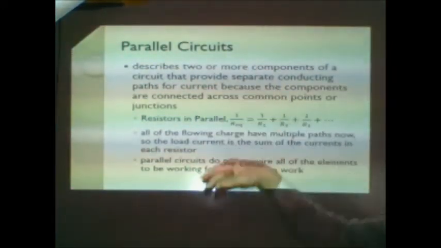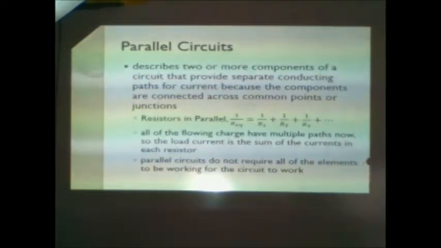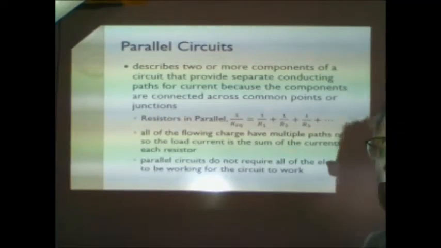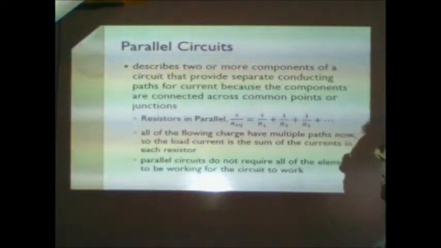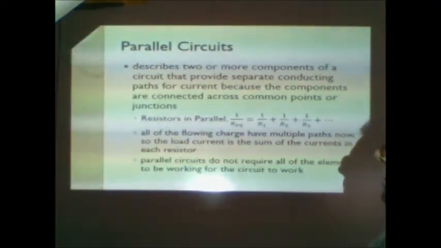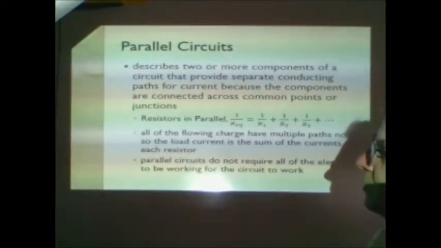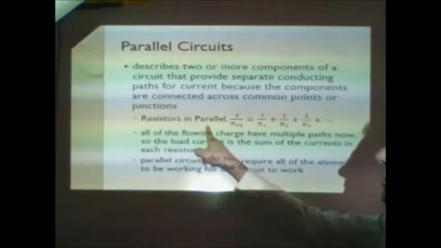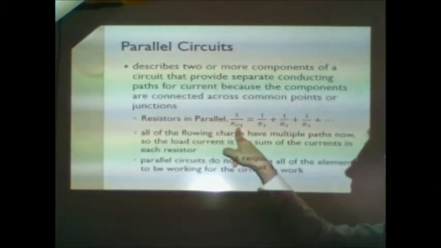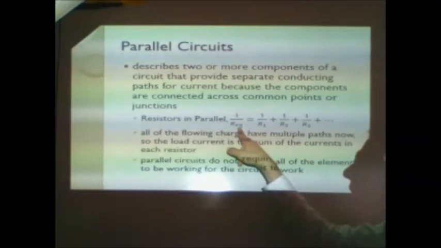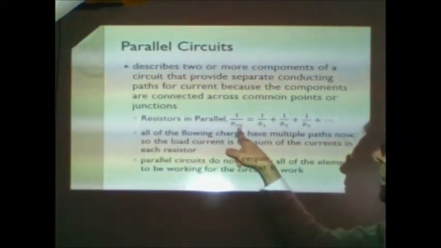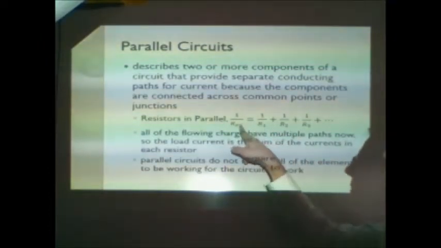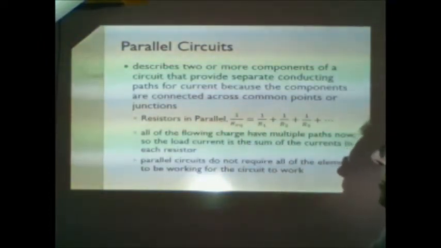So parallel circuits have the components arranged such that there are multiple paths for the current to flow. And you'll see some examples of that shortly. The resistors, if they're in parallel, the equivalent resistance is not the sum of the resistor values, but it follows this equation. And so that's very different.